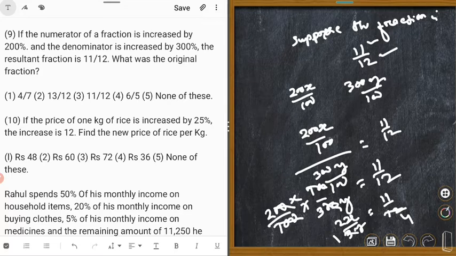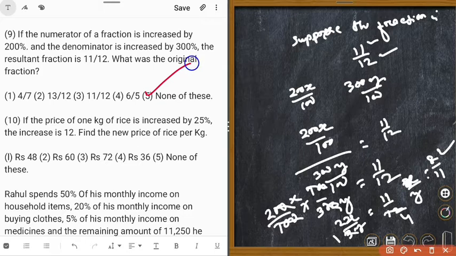Yes, is equal to 8x upon y is equal to 8 upon 11. Could you understand? This is the right answer. So, as there is no option like this, none of these is the correct answer. None of these is the correct answer. Could you understand?